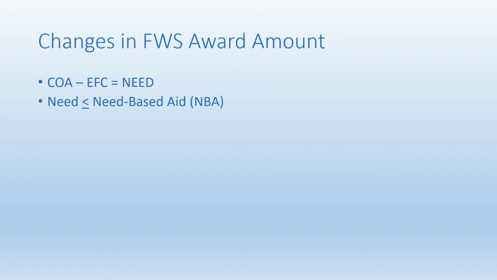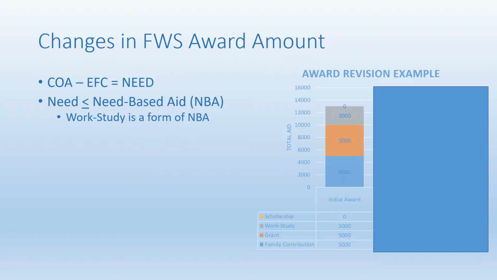Now, that aid always has to be equal to or less than need because, as we previously mentioned, if you have more need-based aid than need, it results in an over-award. Work study is actually a form of need-based aid, and that's key to this process. So if the work study goes over the amount, again, we're into over-earnings, a type of over-award. Graphically depicted, here's a student who has a cost of attendance, a family contribution, and an amount of need.